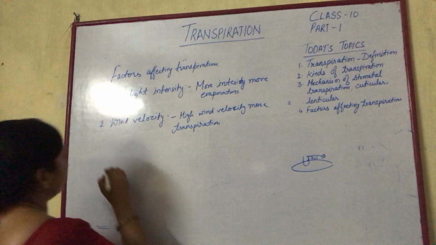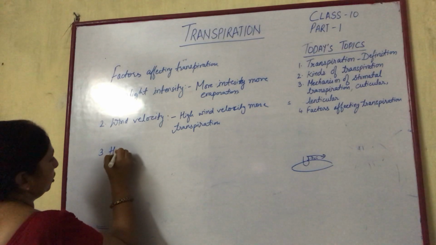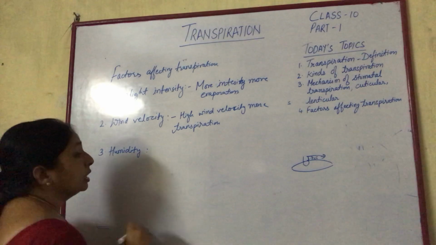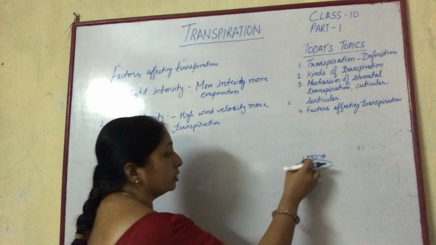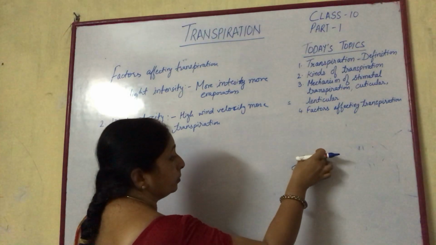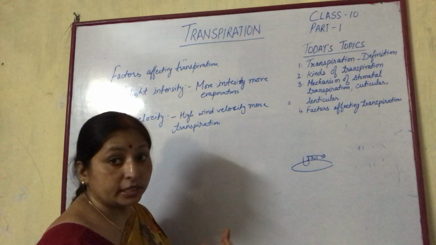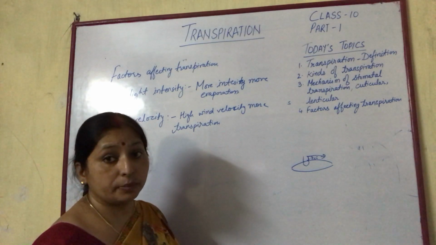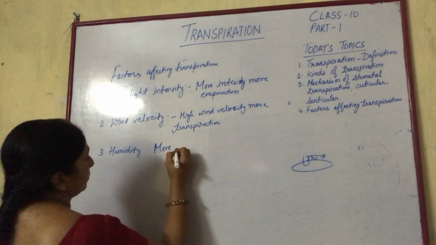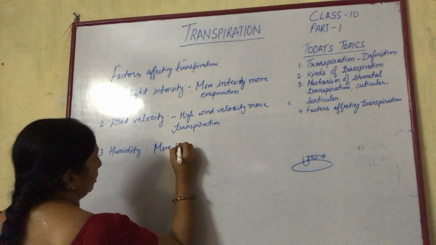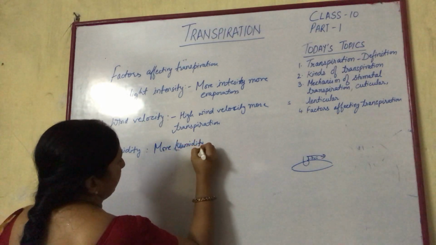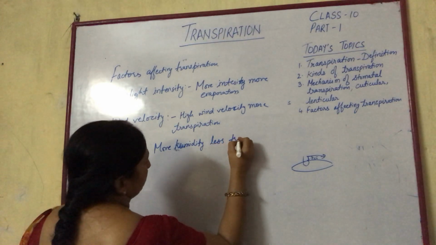Number 3 is humidity. If the atmosphere outside is humid, then there is deposition of water vapors around the leaf surface. If water vapors are more outside the leaf surface, the rate of transpiration decreases. So more humidity, less transpiration.